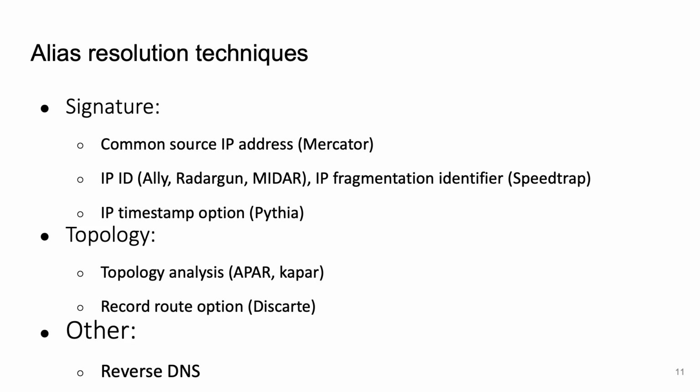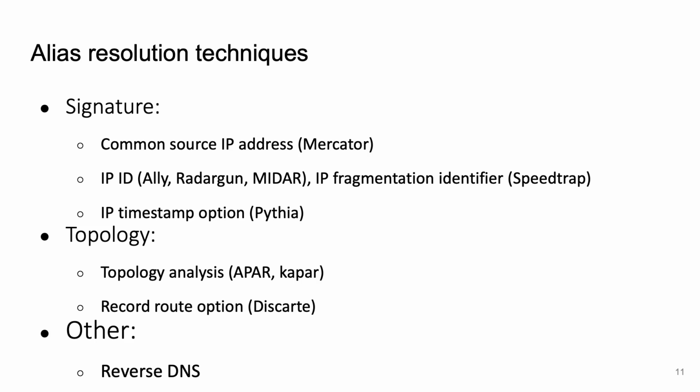That's the Mercator paper. Then there are also IPID based techniques. Here you send packets to the router and you form IPID time series and you compare if they are monotonically increasing together. If that's the case, there is a high probability that the IP addresses are aliases. There is also its cousin in IPv6, which is based on the IP fragmentation identifier, which is the Speedtrap paper. Also, you could use IP options, like the timestamp option used by Pythia, in order to trigger a particular signature.